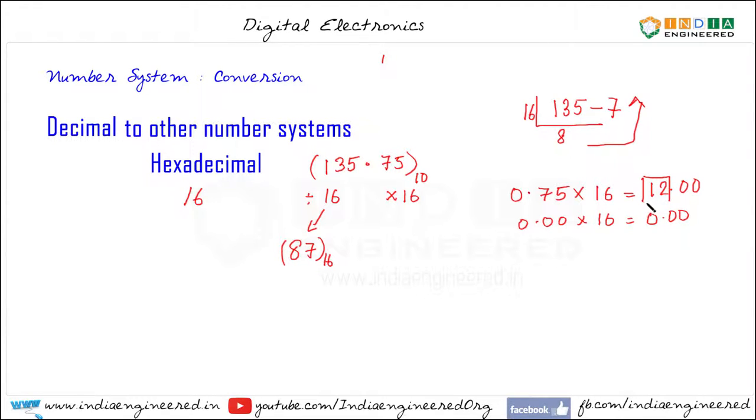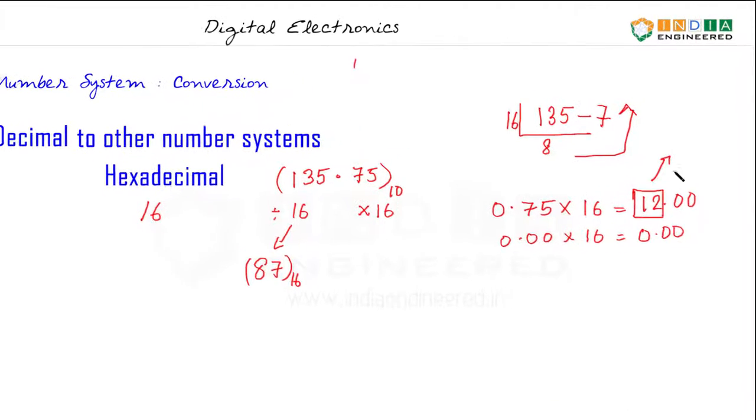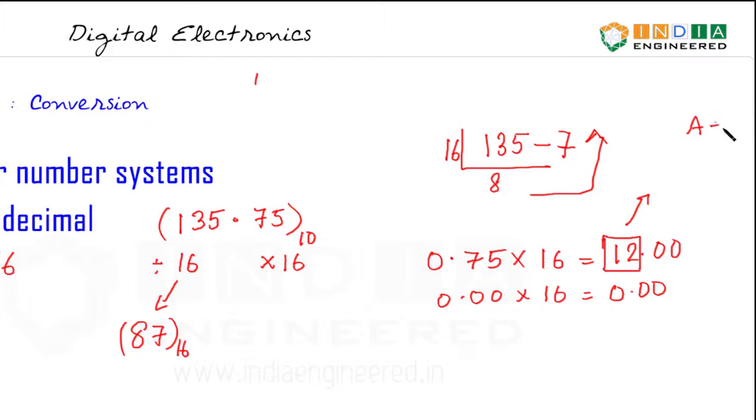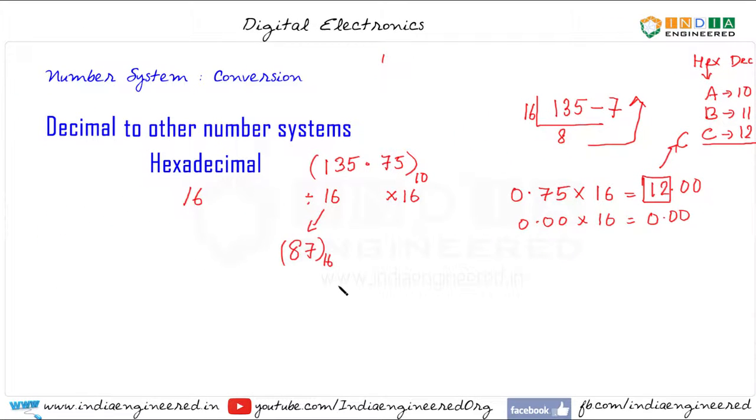But 12 is not a valid symbol in the hexadecimal number system. So what is the corresponding hexadecimal of 12? We know that A is 10, B is 11, C is 12. This is the comparison between hexadecimal and decimal. So 12 corresponds to C in the hexadecimal number system, and we can write it as 87.C to the base 16.